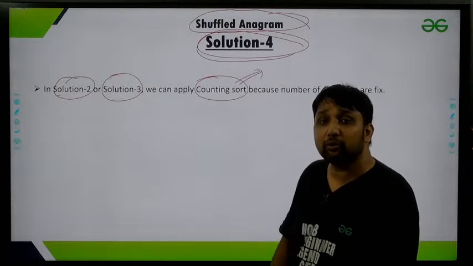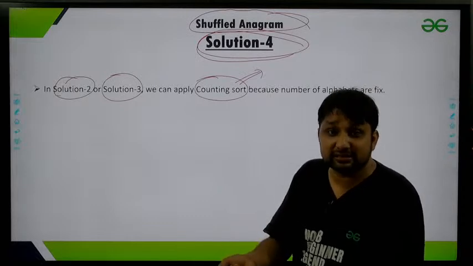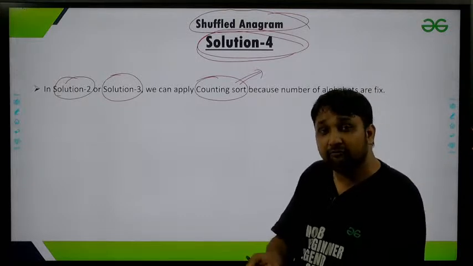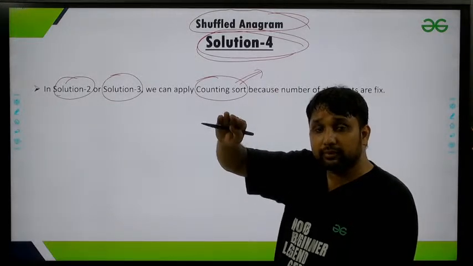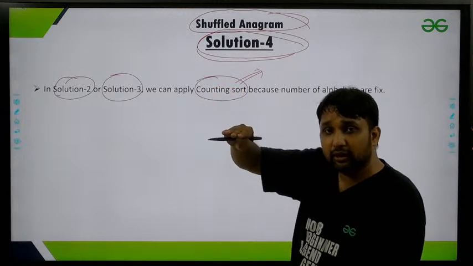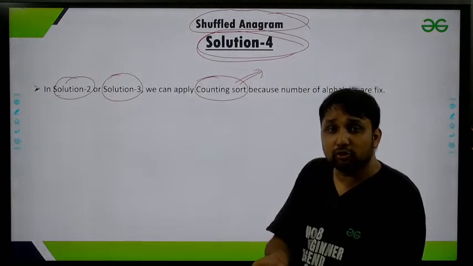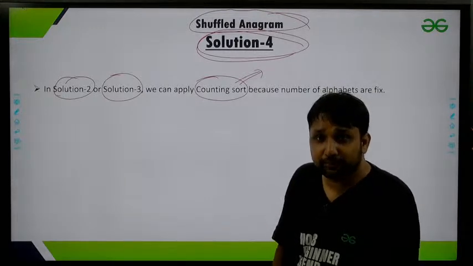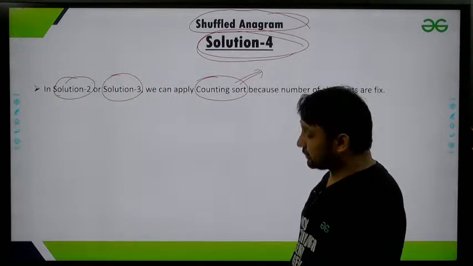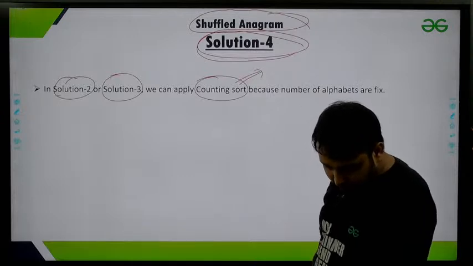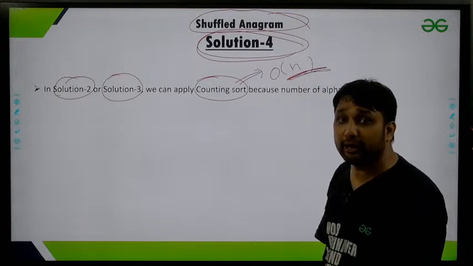Why can we apply it? Because the number of different letters can be only 26 here. The letters are fixed here. If we have a cap on the maximum size, we have a maximum of 26 different letters, so we can apply counting sort in that case. So we can apply counting sort in solution 1, solution 2 and solution 3, and the complexity of counting sort is order of n.